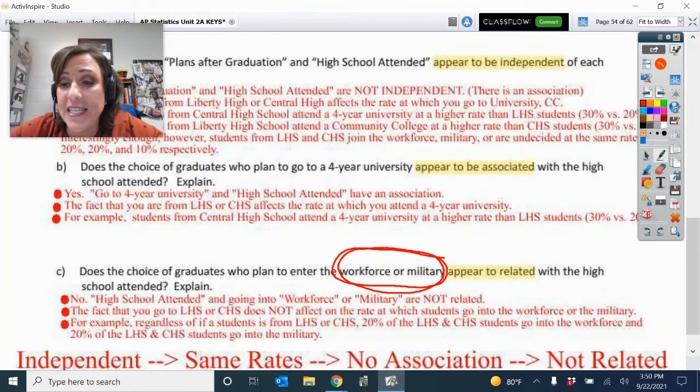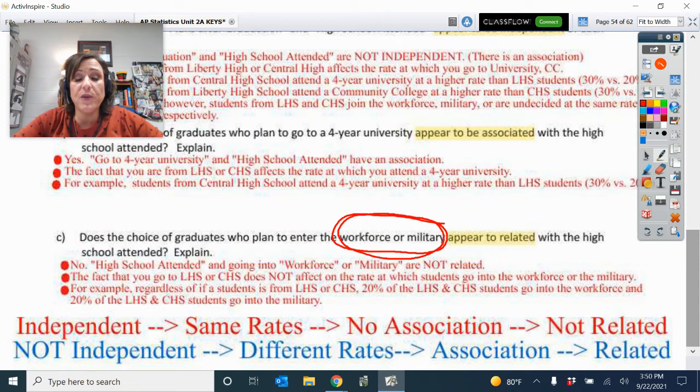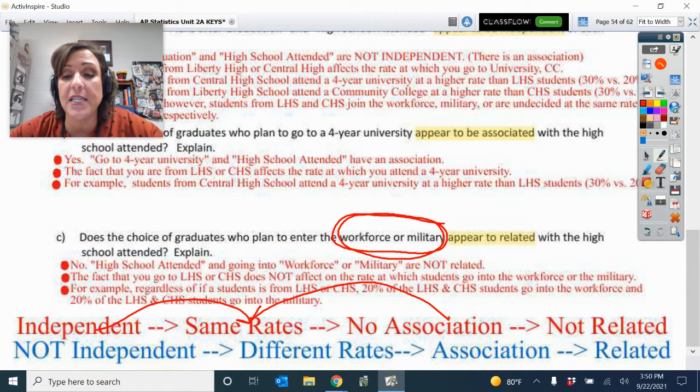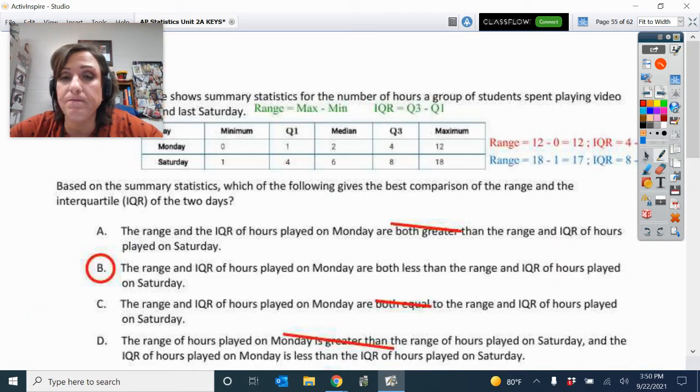All right, so that's the end. So big deal. In summary, you can see independent means things are happening at the same rate. The fact that you are one thing does not change the rate, and there is no association between the variables and they are not related. And then the opposite is true for the other section. Okay, so I went over that one quite a bit.